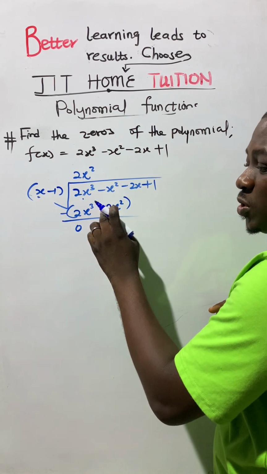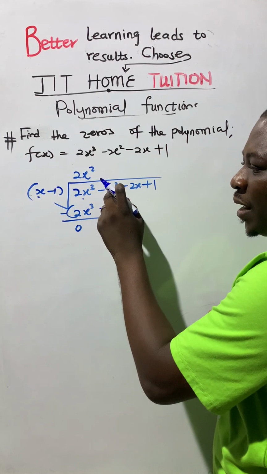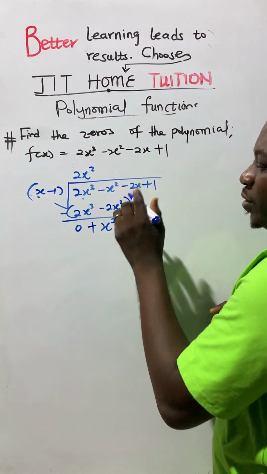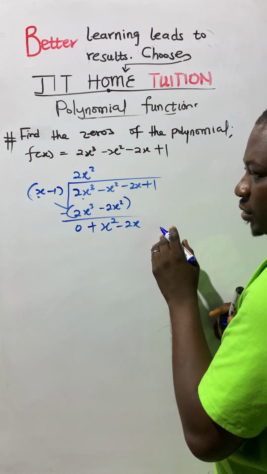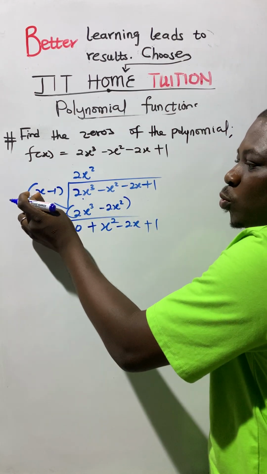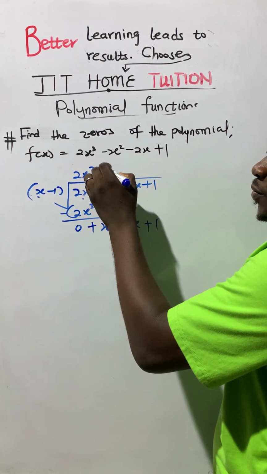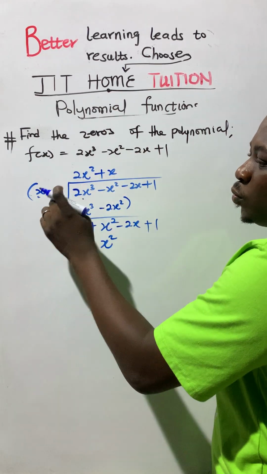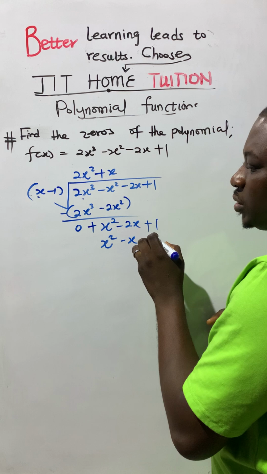Then this multiplies that will give you positive plus this, and that will give you x squared. So you bring this one, which is negative 2x plus 1. Then this one will come and divide again, giving you x. X times x is x squared. X will multiply this, giving you what?